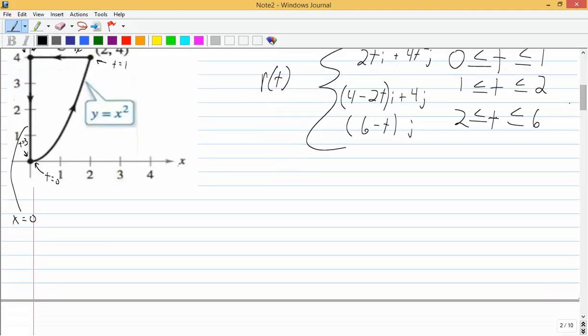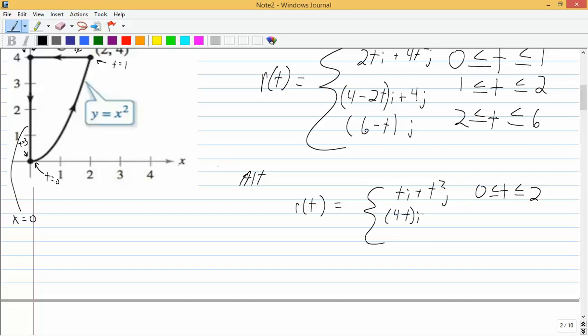I'm going to show you an alternate way to do this, just to have another example on the same problem. Like I said, there's many ways to do it. So here's another way that would work out. t i plus t squared j, t from 0 to 2. 4 minus t times i plus 4j, t from 2 to 4. Let me rewrite that, 4 minus t, and then 8 minus t times j, t from 4 to 8.